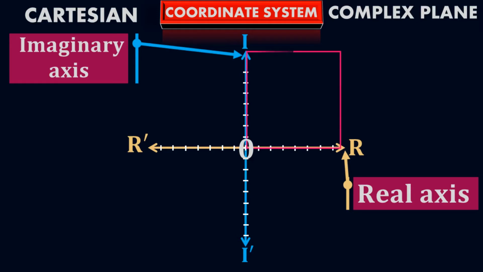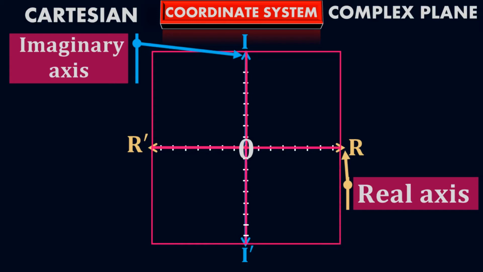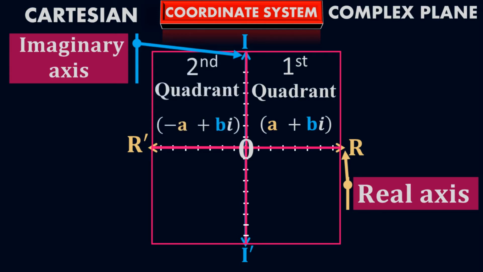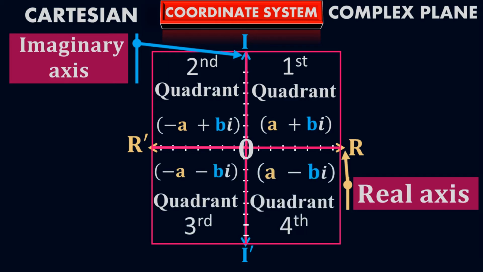This is my first quadrant, here is my second quadrant, this is my third quadrant, and here is the fourth quadrant. In the first quadrant we have a plus b iota. In the second quadrant we have negative a plus b iota. In the third quadrant we have negative a negative b iota. In the fourth quadrant we have positive a negative b iota.